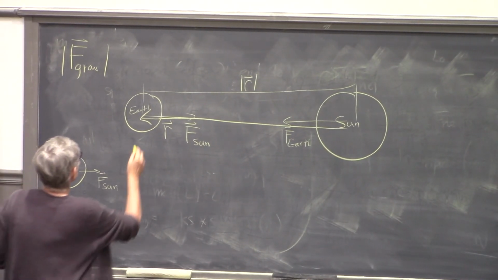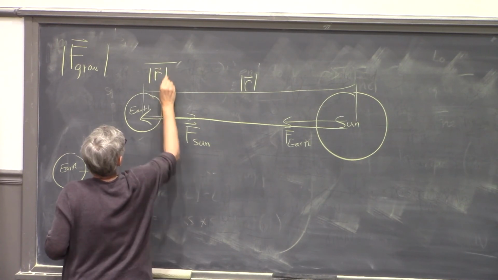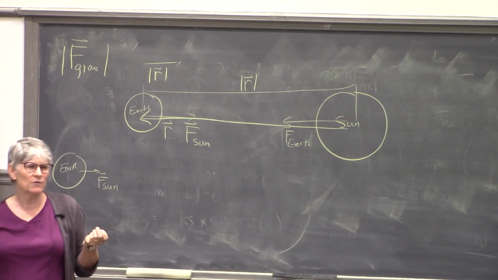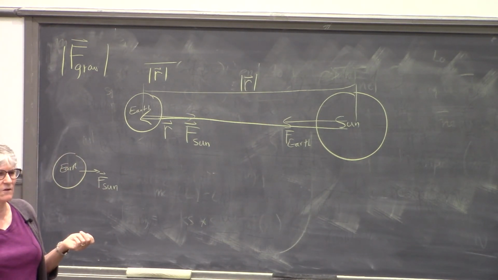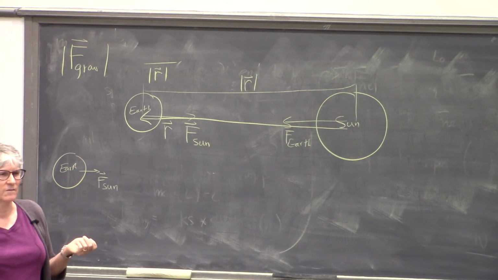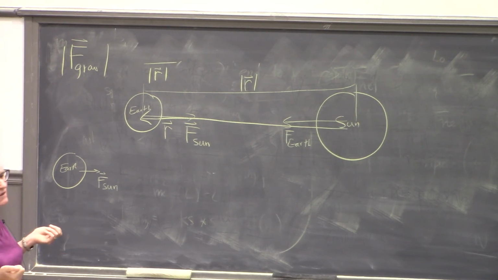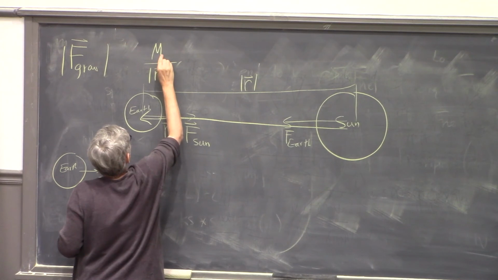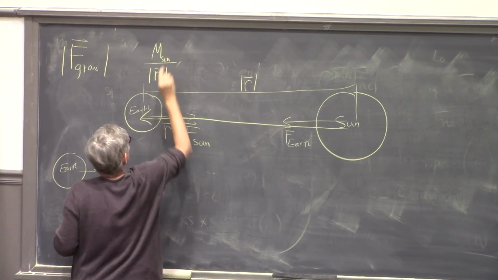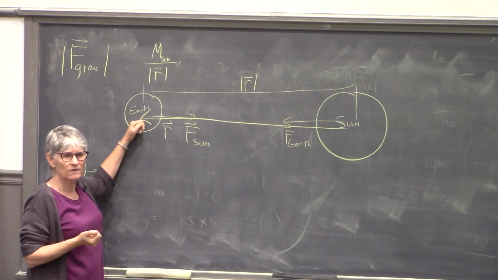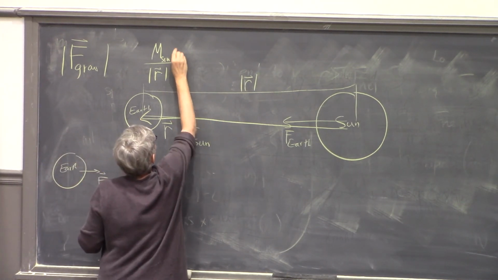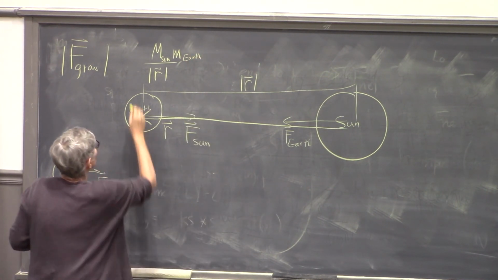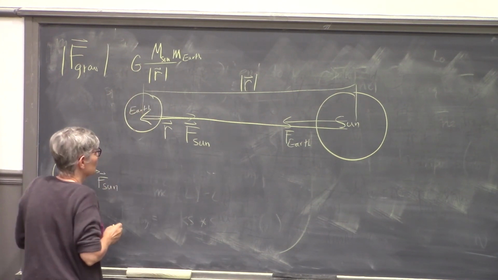So we're going to have magnitude of R here. How do you think it depends on the mass? Suppose we double the mass of the Sun. Will the force on the Earth be bigger? Yeah, a lot bigger, right? So where does mass go? Numerator. What about the mass of the Earth? Does it depend on the mass of the Earth? Yeah. So there's some constant, capital G.